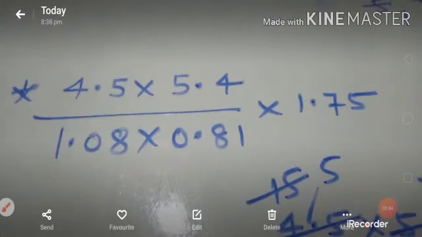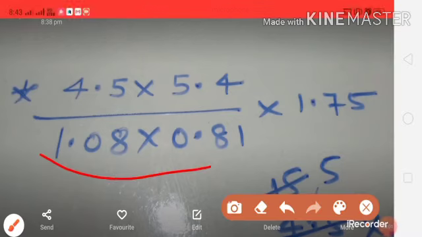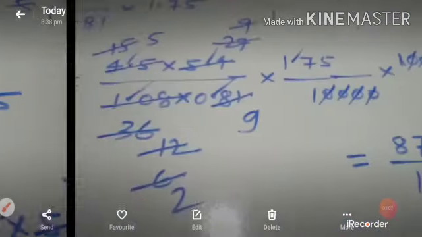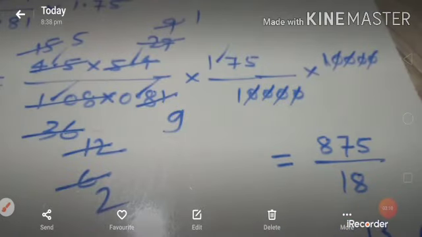Go ahead. The question is 4.5 into 5.4 by 1.08 into 0.81 into 1.75. We have to do this question and we have to simplify this. Now go ahead for the simplification process.